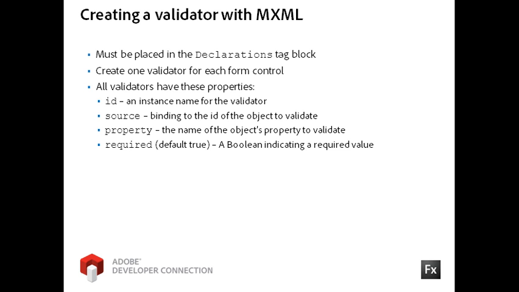Each validator tag has a required property, which is a Boolean value that indicates whether a value is required in the reference property of the source object. Notice that the default is true and that this is a different implementation than the required property of the form item containers. That property only added the asterisk to the display. This required property for the validators will actually ensure that users enter a value.